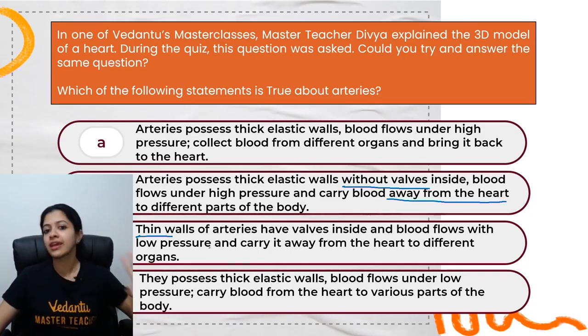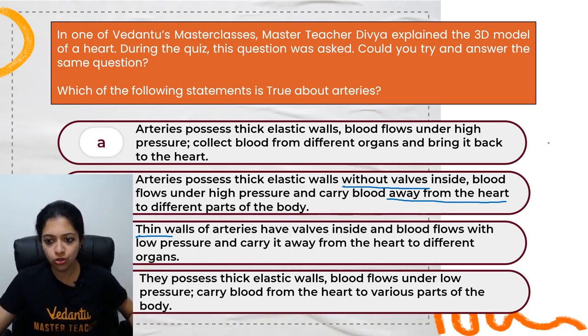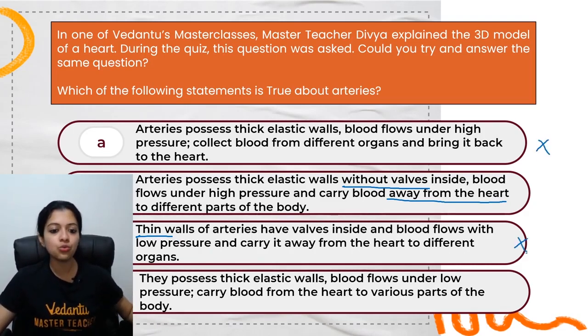First of all, they are not thin-walled, they are thick-walled. So obviously over there, you are eliminating it right away. So I've told you why A is not the answer. Now I'm telling you why C is not the answer.